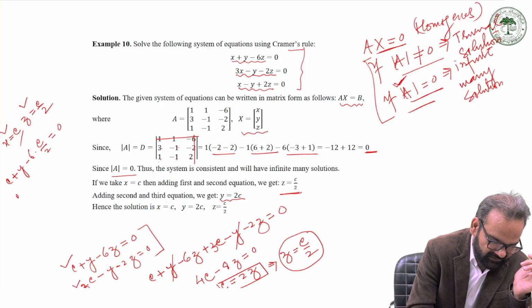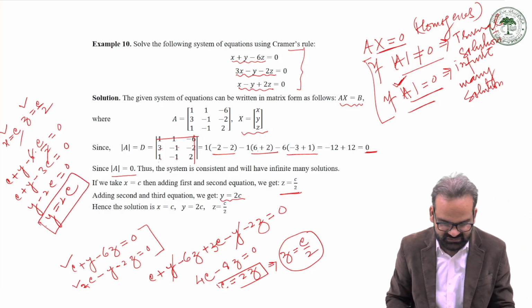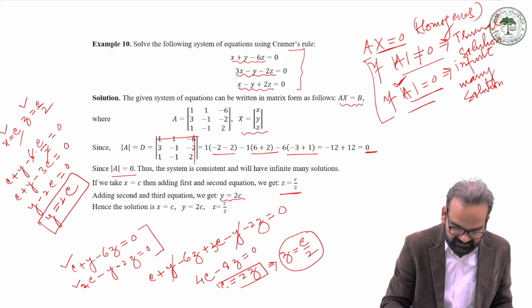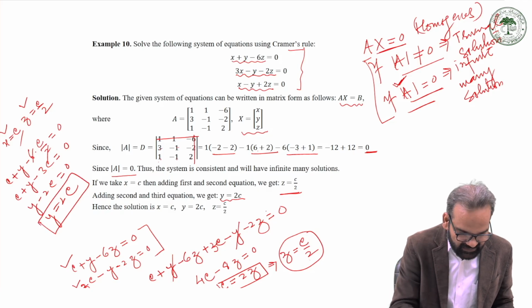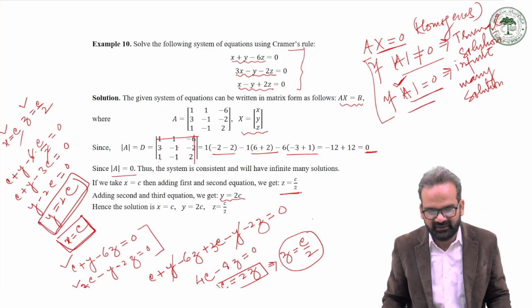So what you will get here? C plus y minus 2, 3 the 6, that is 3c. This equals 0. Y minus 2c equals 0. So y is equal to 2c, right? So y is 2c, x is what? What is x? X is c. We have taken this x as c. This is the value of x. X is c, y is 2c, and z is c by 2.